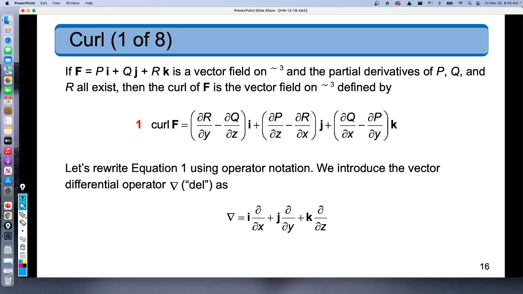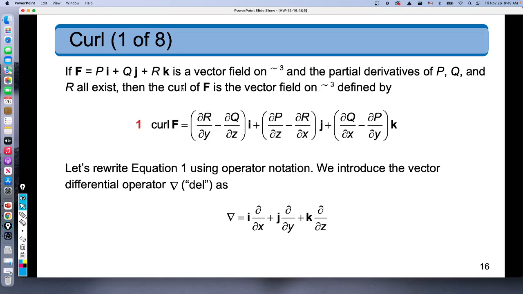So we start off with, if we do have a vector field, some function, right? The x part of the function is p, the y part is q, and the z part is r. And the partial derivatives of p, q, and r all exist. As long as that's the case, then we define the curl to be these partials as this. You'll see that this comes from the dot product that we did earlier, and we're going to set this up in a way that makes it a little easier to remember, right?